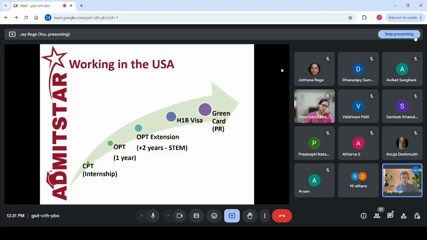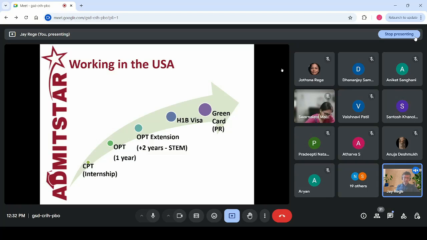So after you graduate, within 60 days you should have a job, and then you can work for 1 year. You can't just be unemployed and stay in the US for 1 year. I mean, you can stay, but after that you will have to return back to India. There is no other option there. All right. So, is it still advisable to go to the US?